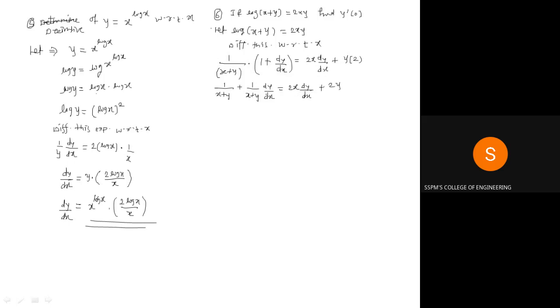Collect the terms of dy by dx to the LHS and the remaining terms to the RHS. So dy by dx is common. So dy by dx into 1 upon x plus y minus 2x is equal to 2y minus 1 upon x plus y.